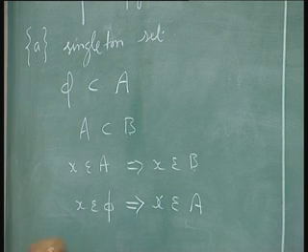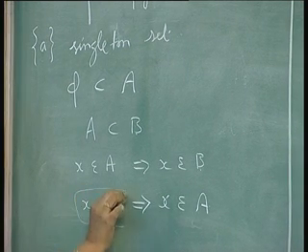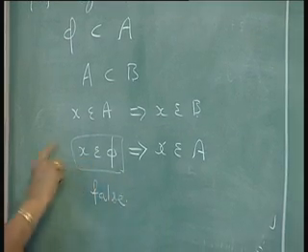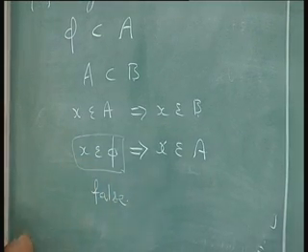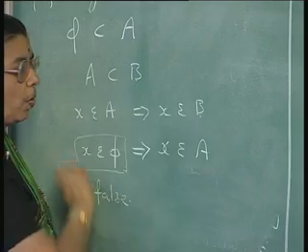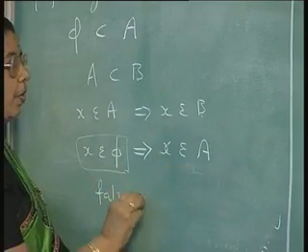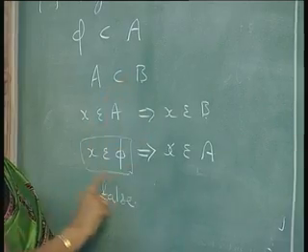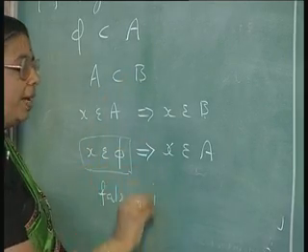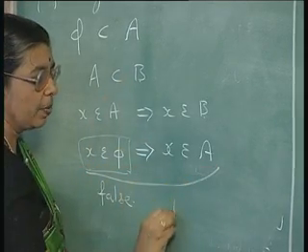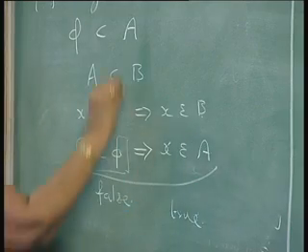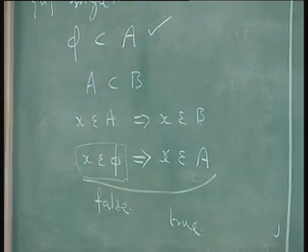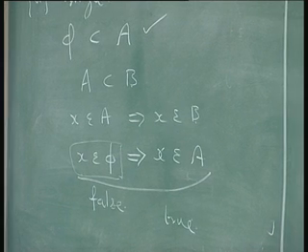But you can see that the premise of this implication is false. X belongs to phi is false. So the implication is true, the whole implication is true. So it satisfies the condition, phi contained in A. So for any set A, the empty set is contained in A.